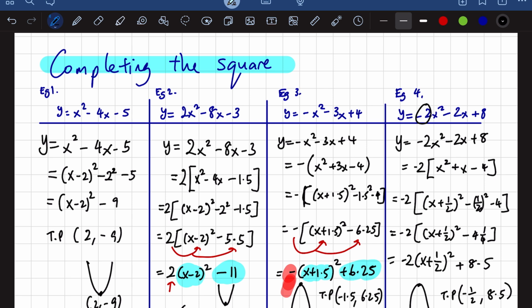All right. So I hope these 4 examples have been useful to help you understand the process of completing the square. And if you have any questions, feel free to ask.